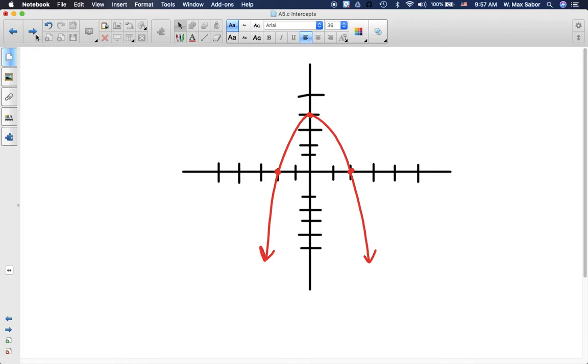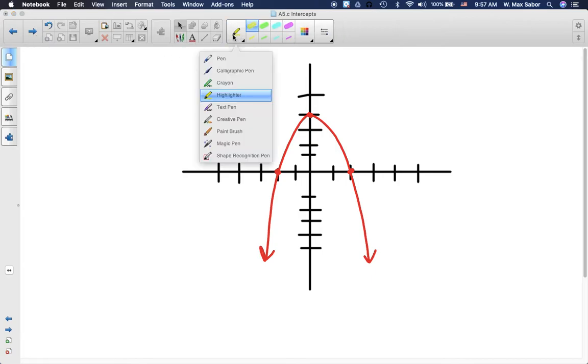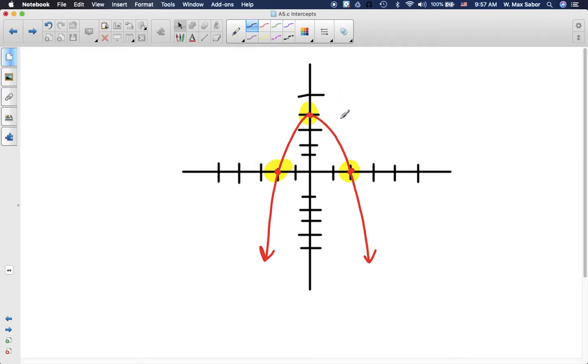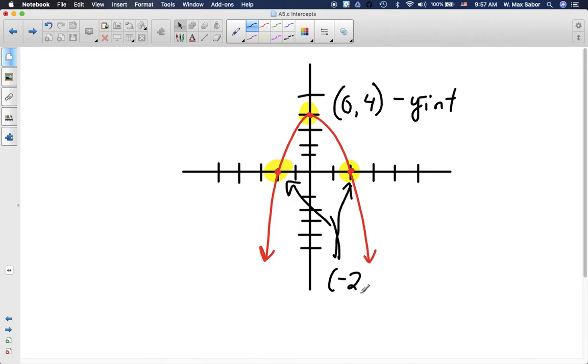So, here, we're looking for where they cross the axes. So, here are our three intercepts. So, this is (0, 4), the y-intercept, and these are both x-intercepts. So (-2, 0) and (2, 0) are x-intercepts.